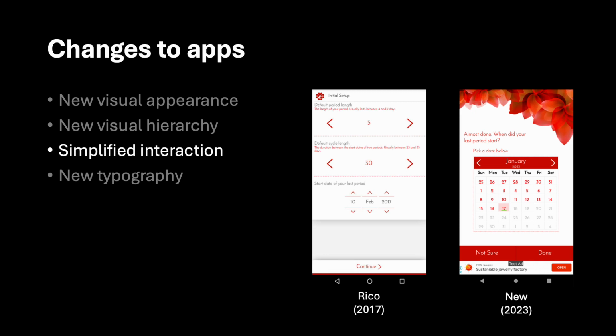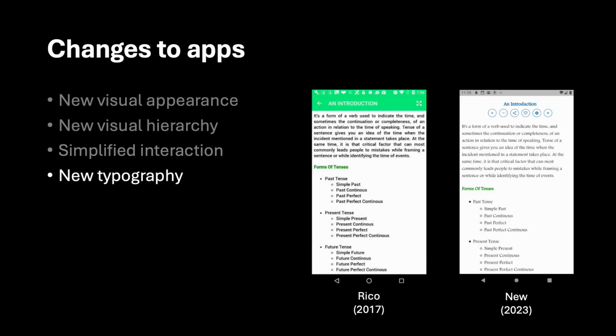Some apps have changed the way users interact with them. These mostly revolved around a better user experience. For example, a more intuitive calendar picker that resembles a physical calendar as opposed to number pickers. Finally is new typography. Stylistic choices like the use of typeface has influenced the appearance of many apps.